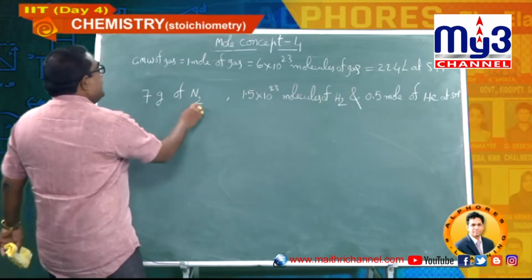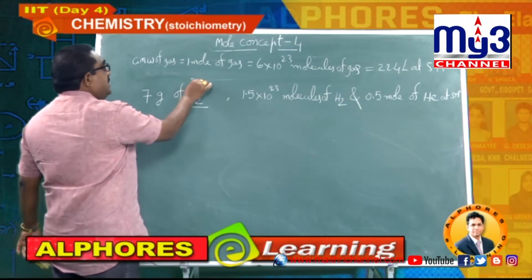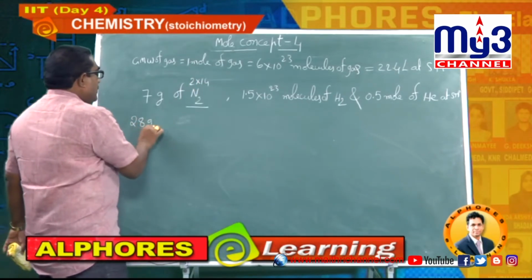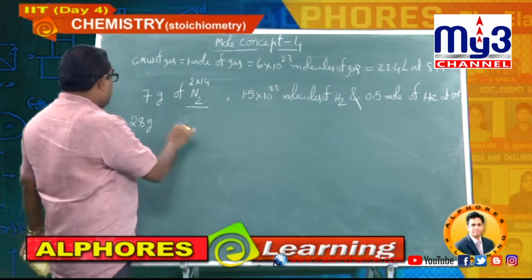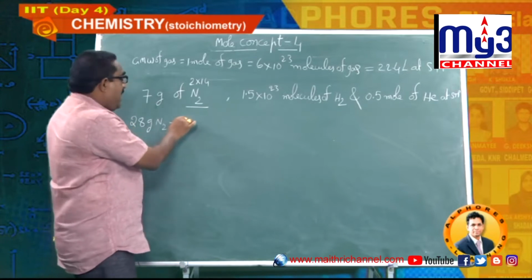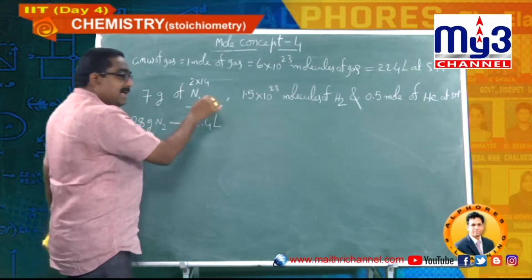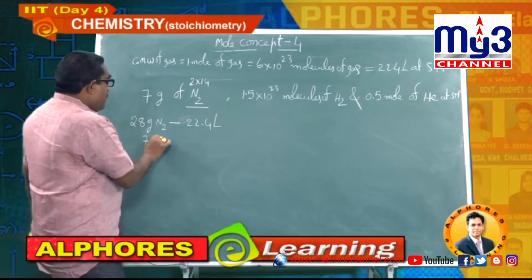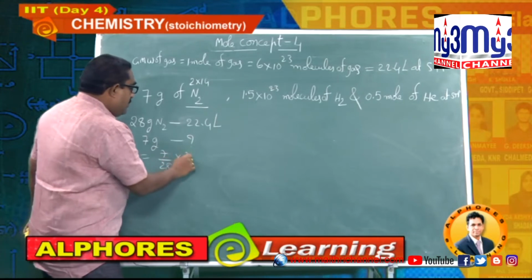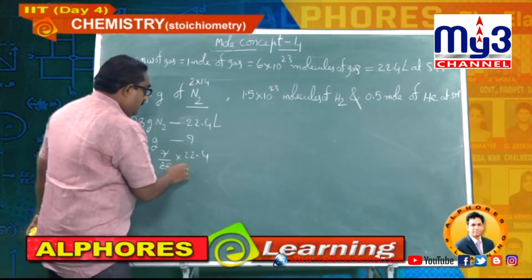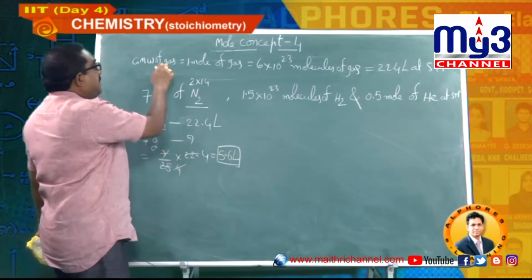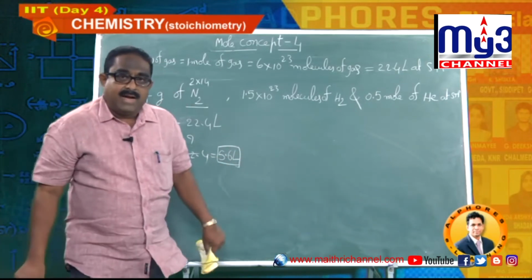We know the molar mass of nitrogen is 2 into 14, that is 28 grams. You can write 28 grams of nitrogen at STP occupies 22.4 liters. But this time I have given only 7 grams. What is the value? 7 by 28 into 22.4, that is 5.6 liters. This is the volume occupied by the first part, that is by nitrogen gas.